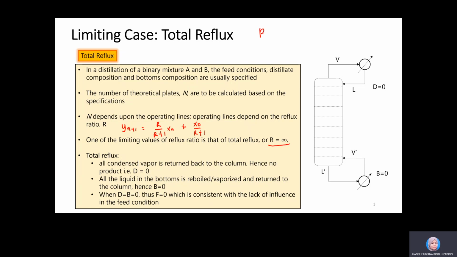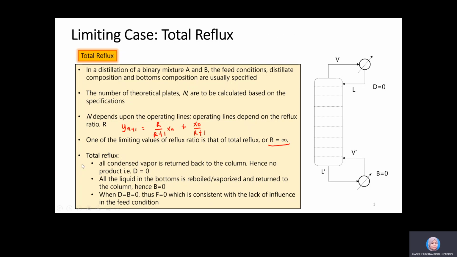You know R is L_n over D, the ratio of liquid returned back to the column divided by D, the liquid withdrawn as the distillate product. So when R equals infinity, meaning the denominator D equals 0. What happens when D equals 0?